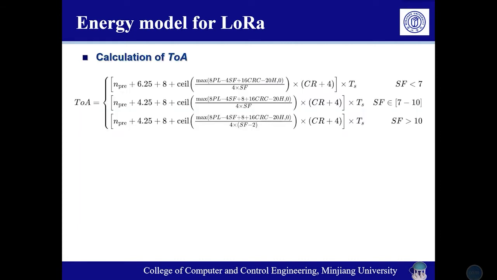According to the chip's datasheet, we derive the TOA calculation formula for 2.4 GHz LoRa. When the other parameters have been determined, spreading factor and bandwidth mainly affect time on air through the symbol time, TS. Obviously, with the growth of spreading factor, symbol time will increase exponentially, and bandwidth is the opposite.